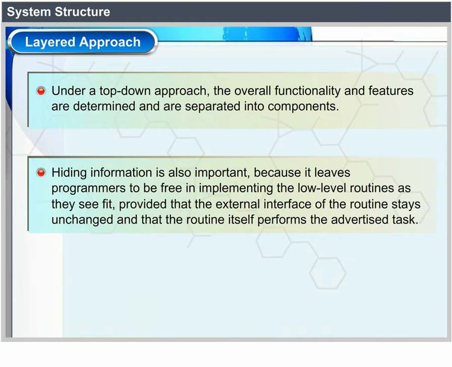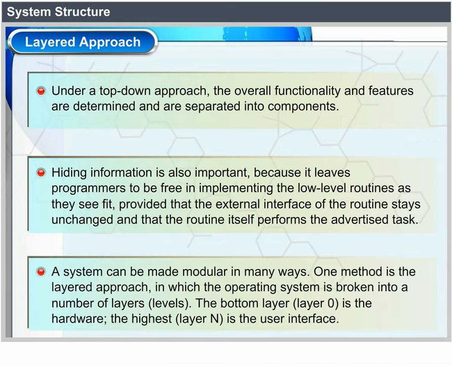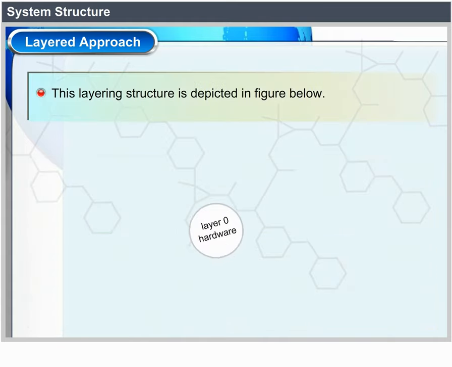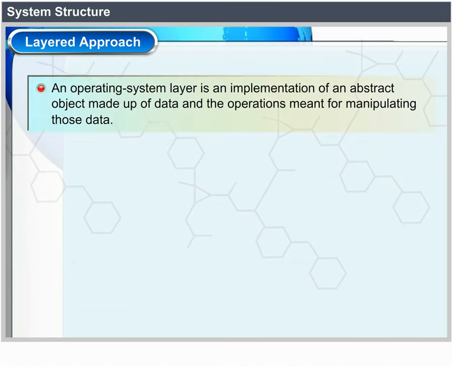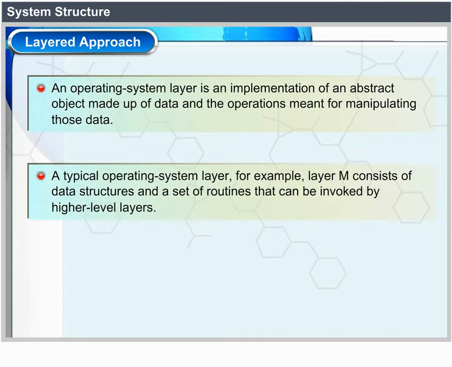A system can be made modular in many ways. One method is the layered approach, in which the operating system is broken into a number of layers, levels. The bottom layer, level 0, is the hardware. The highest, layer N, is the user interface. This layering structure is depicted in the figure below. An operating system layer is an implementation of an abstract object made up of data and the operations that can manipulate those data. A typical operating system layer, say layer M, consists of data structures and a set of routines that can be invoked by higher level layers. Layer M, in turn, can invoke operations on lower level layers.